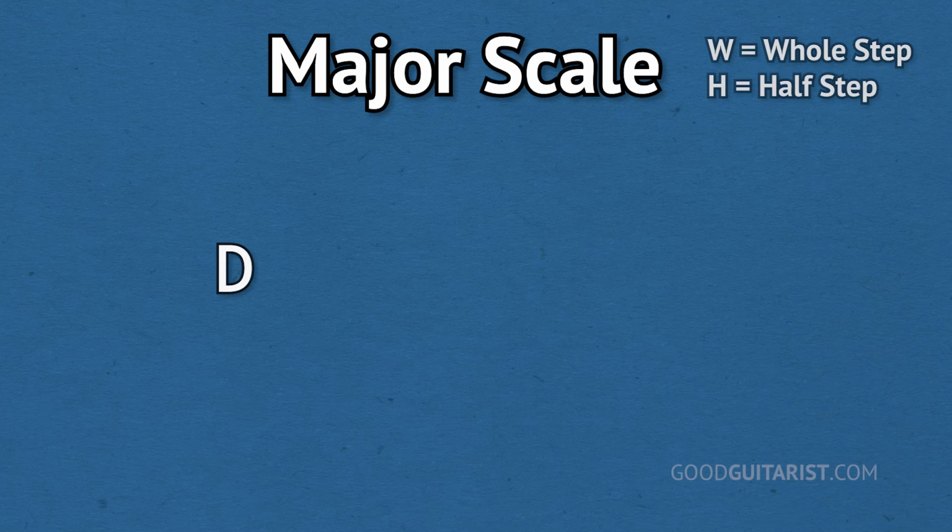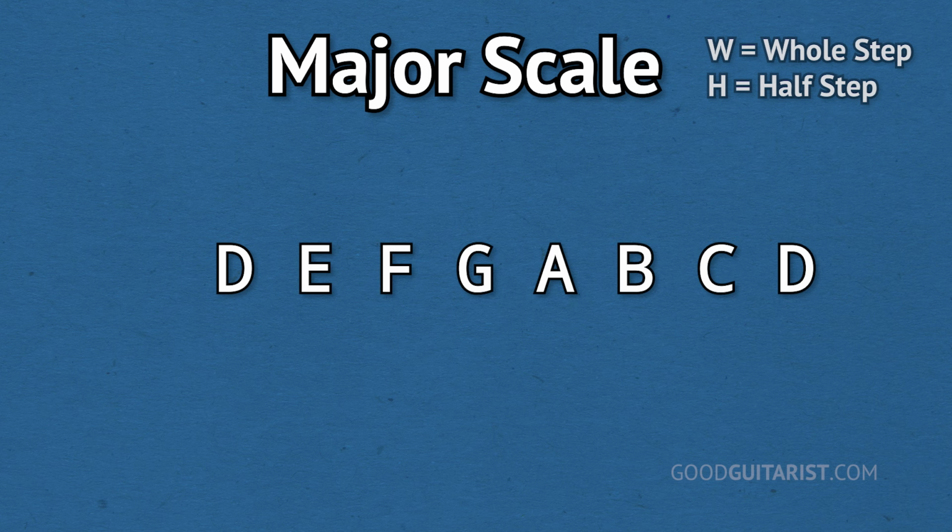We'll start on the note D. We're creating the key of D, which is based on the D major scale. Before I start with the pattern, though, I'm going to write out the natural notes. I'm just going to write D, E, F, G, A, B, C, D. I don't care about sharps or flats. I'm just writing out each note once.